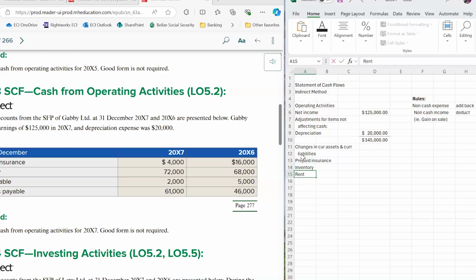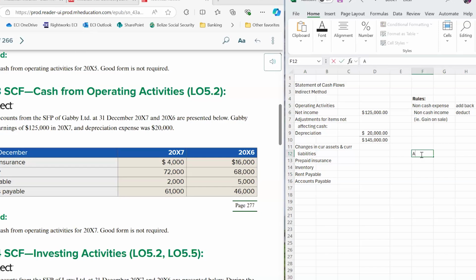We have rent payable. And we have accounts payable. So basically, these are all the accounts where we do accruals. And to figure out how much we need to adjust here in the operating activity section, we have some rules we could follow as well. So we have these first rules, and we're going to add some more for this section.